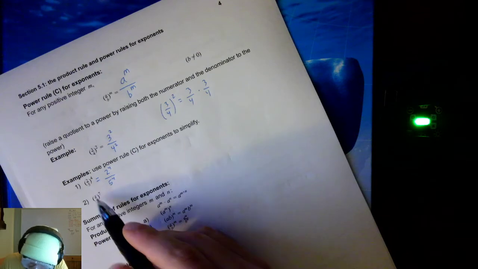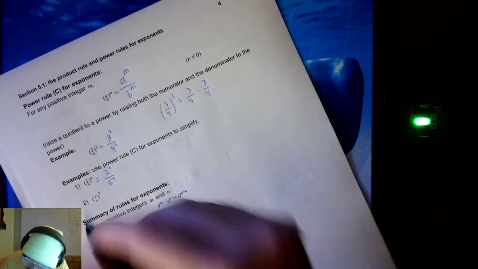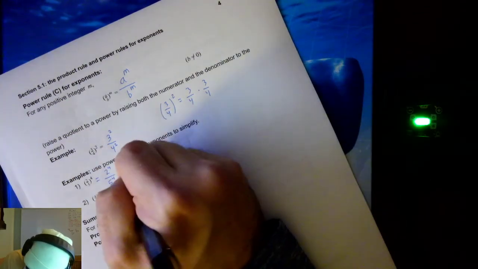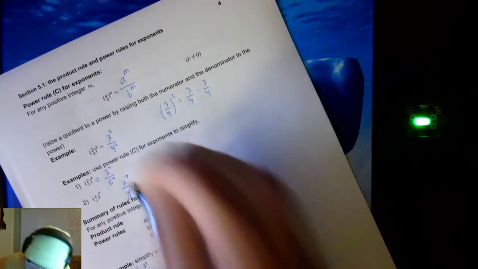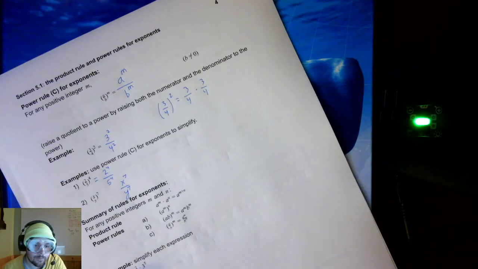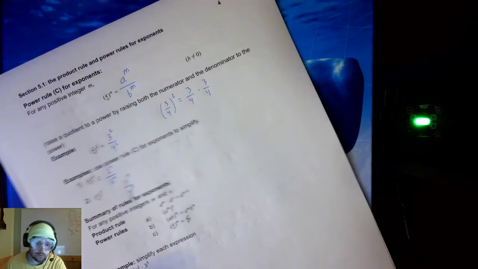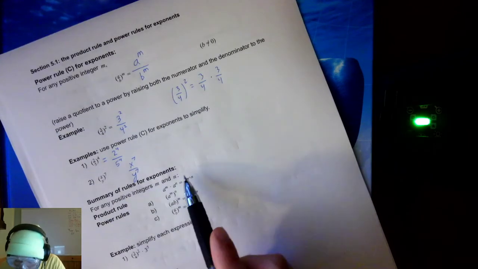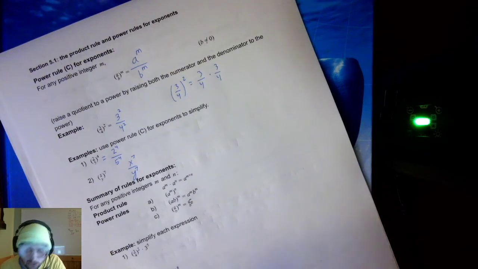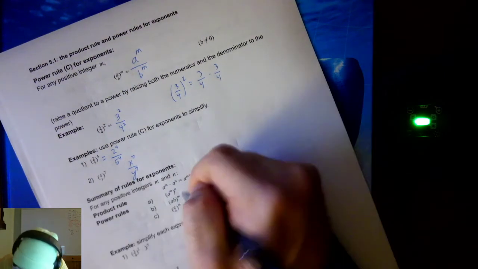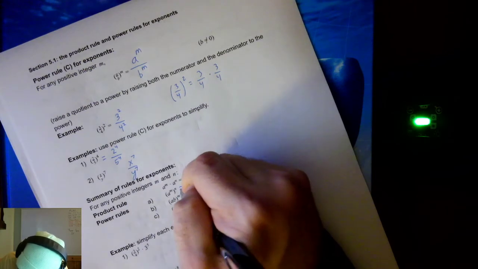Similarly, x over y to the 7 would be x to the 7 over y to the 7, because the 7 will be applied to both. And that's the last power rule. Now, we have a summary of rules here. I wrote most of them in for you, but I wanted us to at least copy one of them down. So I left the first power rule blank, the powers to powers. Let's fill that one in.